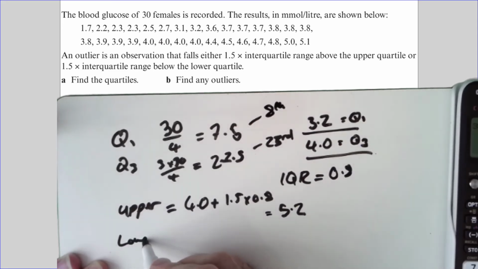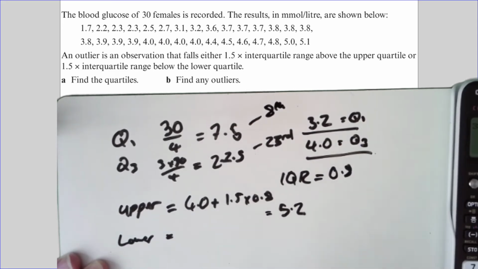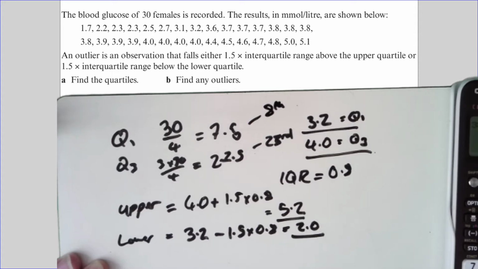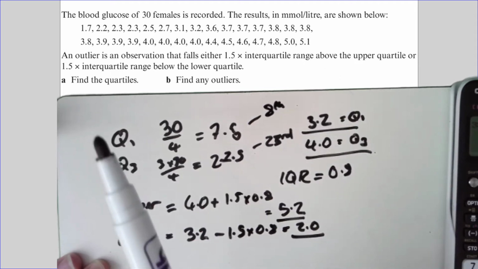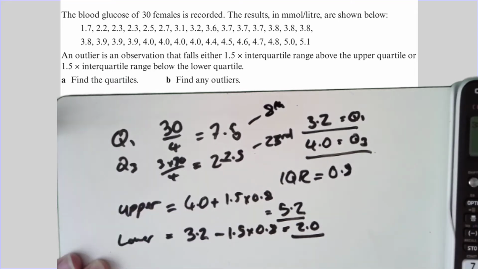Our lower bound for outliers, and it's really important to write these bounds in because this is where most of the marks are, is going to be our lower quartile, which is 3.2, take away 1.5 times 0.8, which comes out to be 2.0. This gives you 1.2, we take it away, we get 2.0. So we've got our two bounds for outliers. Having a look at our data, is there anything bigger than 5.2? If we look at the top end, there actually isn't. Is there anything smaller than 2.0? If we look at our lower end down here, we've got 1.7. So this means 1.7 is an outlier.